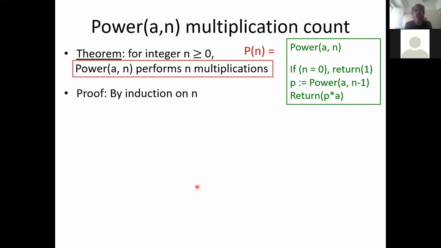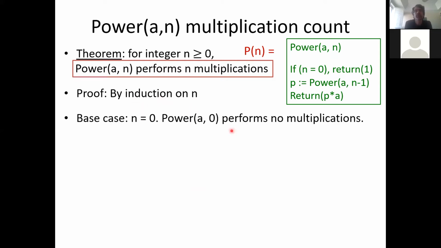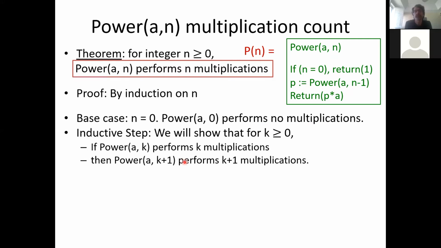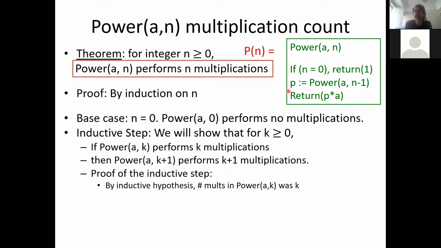Okay. So here, by induction on n, for n equal to 0, the algorithm performs no computation. Well, that's good. Indeed, it performs no multiplication. Now in the inductive part, assuming that power with k performs k multiplications, we will argue that power with k plus 1 performs one more. And the proof is very clear from this code, right?